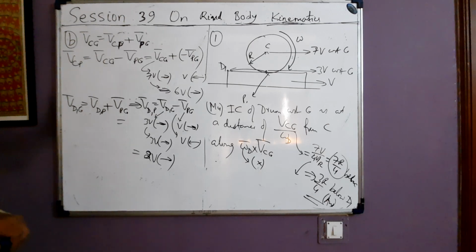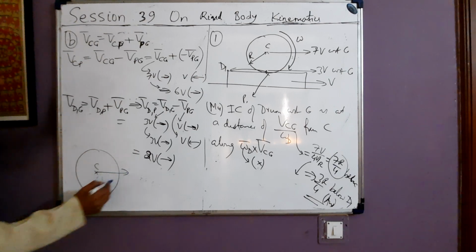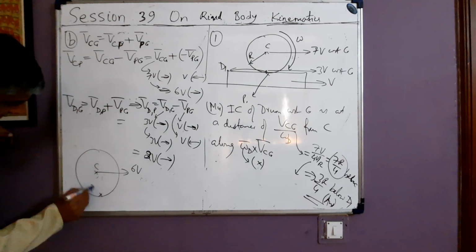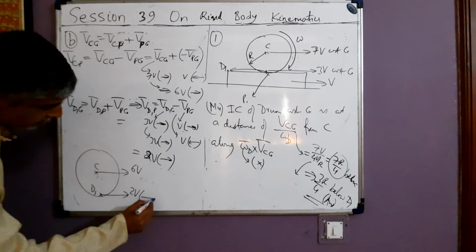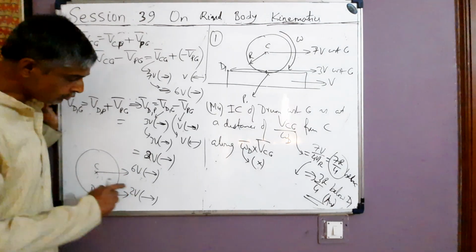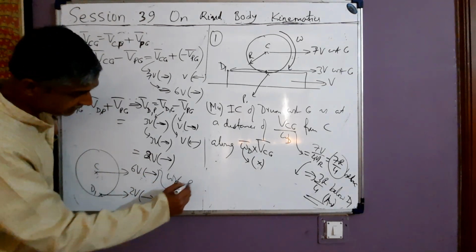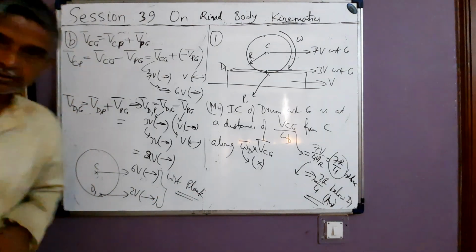So now this is the situation. With respect to plank, center C has a speed of 6V rightward, and point D1 of the drum has a velocity of 2V, also rightward. Both these velocities are with respect to plank.